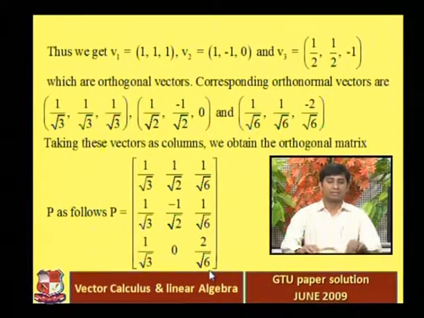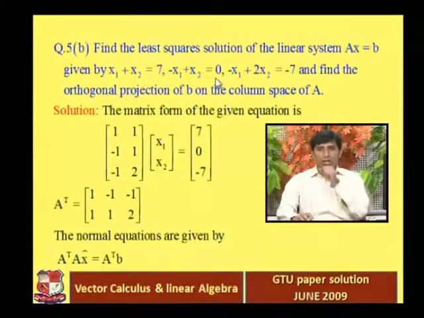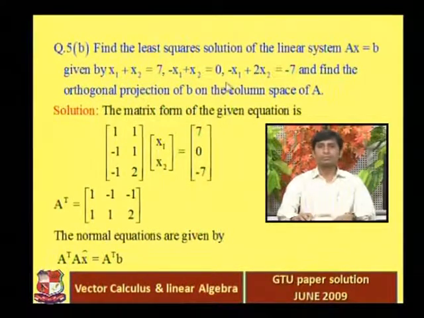Okay, and the next example: find the least square solution of the linear system Ax equal to b, given by x1 plus x2 equal to 7, minus x1 plus x2 equal to 0, minus x1 plus 2x2 equal to minus 7. Find the orthogonal projection of b on the column space of A.